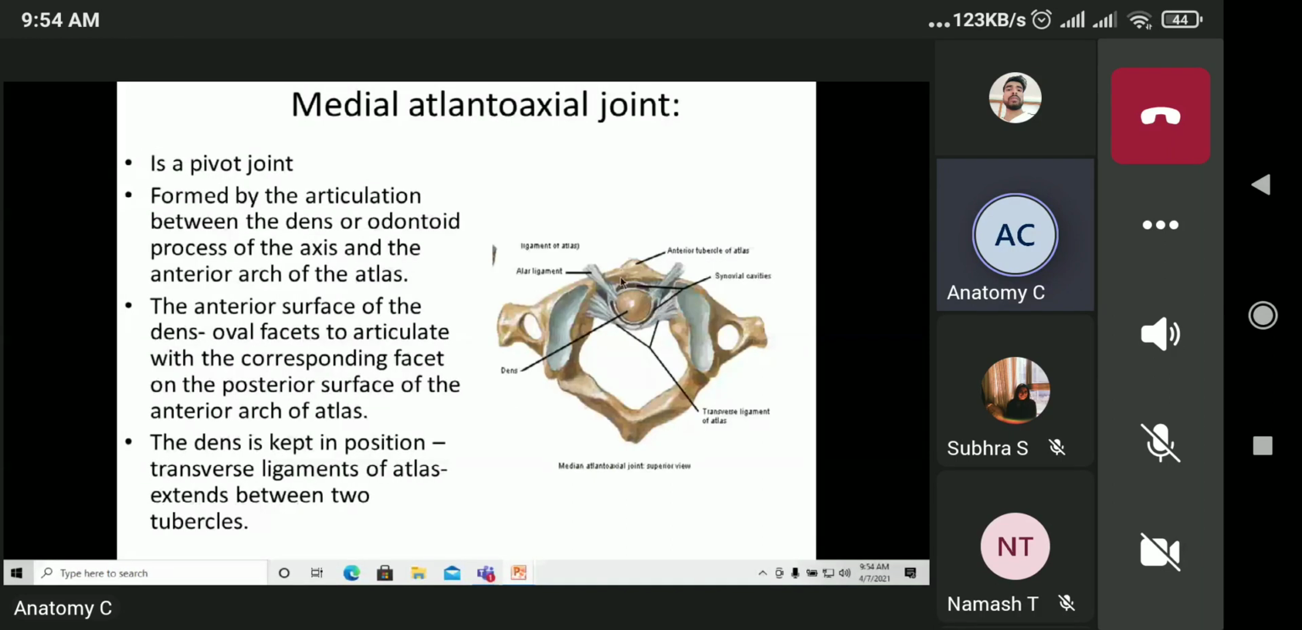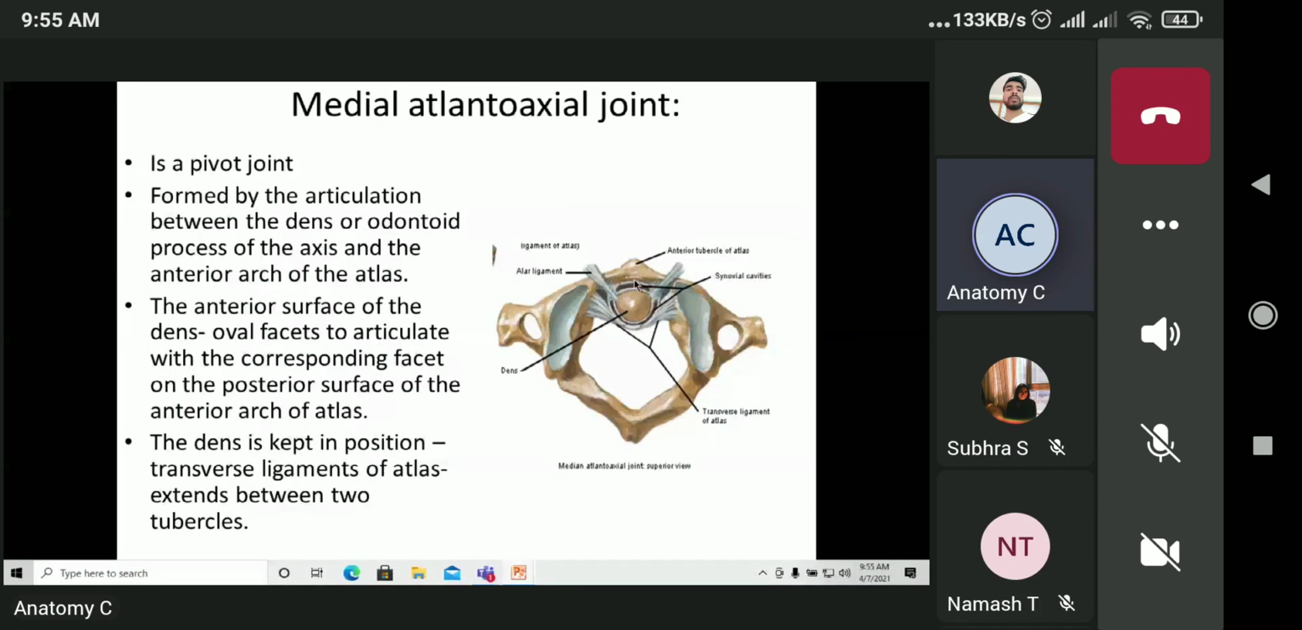Now we'll come to the medial atlantoaxial joint. We have just completed the lateral one. In the medial atlantoaxial joint, this is a pivot type joint, formed by the articulation between the dens or odontoid process of the axis with the anterior arch of the atlas. The anterior surface of the dens has an oval facet to articulate with the corresponding facet on the posterior surface of the anterior arch. So this is the anterior arch.